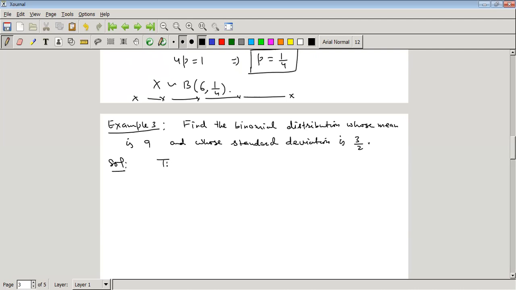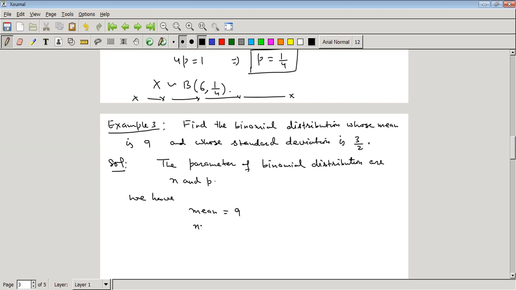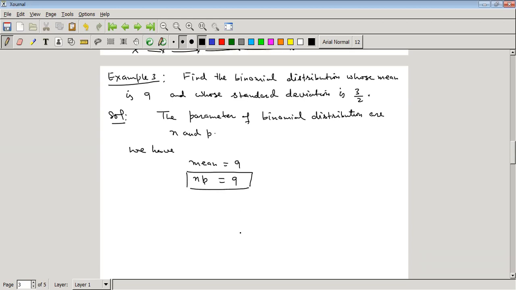The parameters of the binomial distribution are N and P. So we have mean equal to 9, and we know that the mean of a binomial distribution is NP, so NP equal to 9. This is the first given condition.